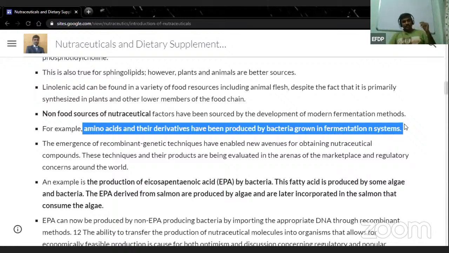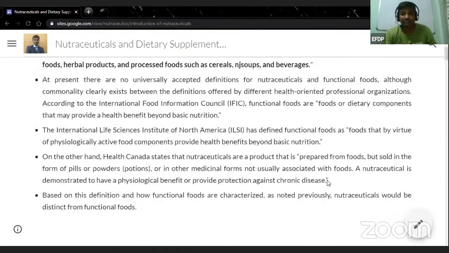So now these are nothing but the production of EPA by the bacteria. So any product, if we are utilizing food, and you are adding bacteria in that, and the bacteria convert that product into such a form that is known as a nutraceutical. But it should be in designed form. What is our definition? If you remember the definition, see what the definition is.